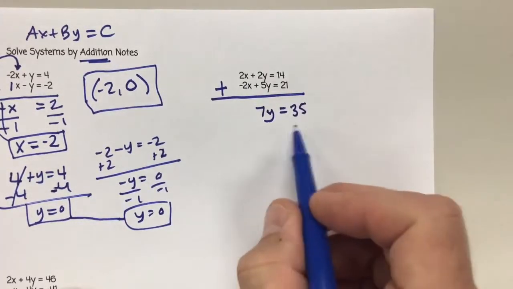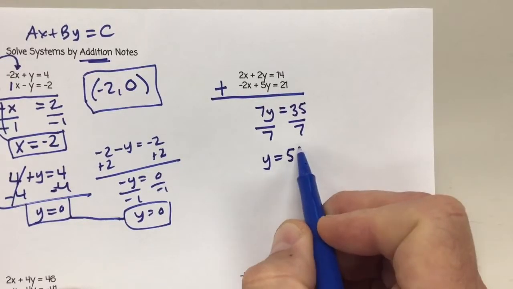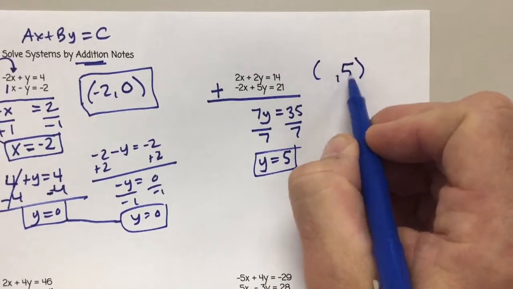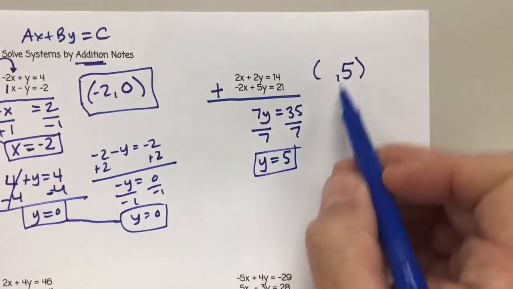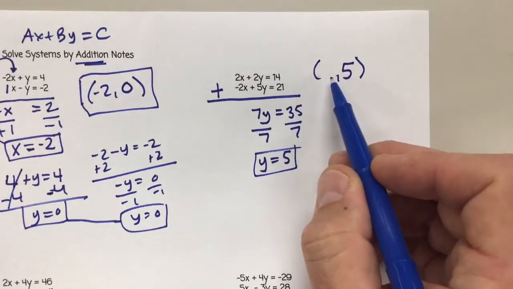Now I have an equation with just y in it. So I divide both sides by 7 to solve for y. And I get y is 5. So I am halfway home again. I know that the y of the point where they cross is a 5, so I can write that here. Now I just need to find x.